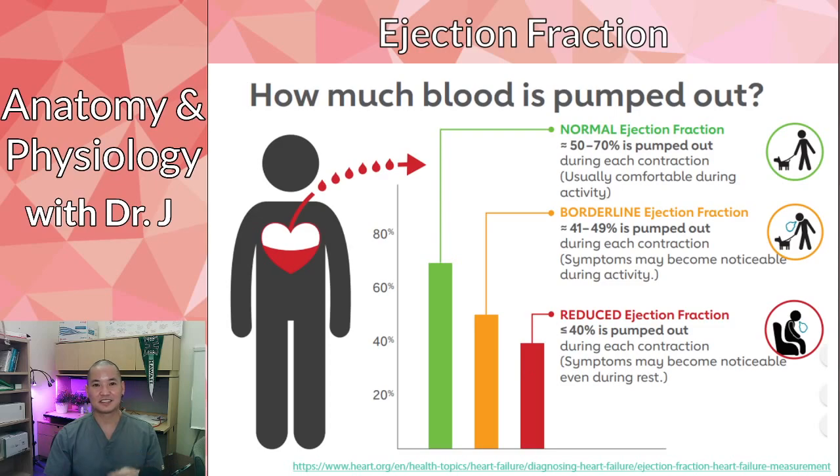Organizations like the AHA always look at the guidelines and update the definition and how they diagnose heart failure. So this is why I don't have a hard definition for you right now. Ejection fraction is one thing cardiologists consider when diagnosing heart failure.